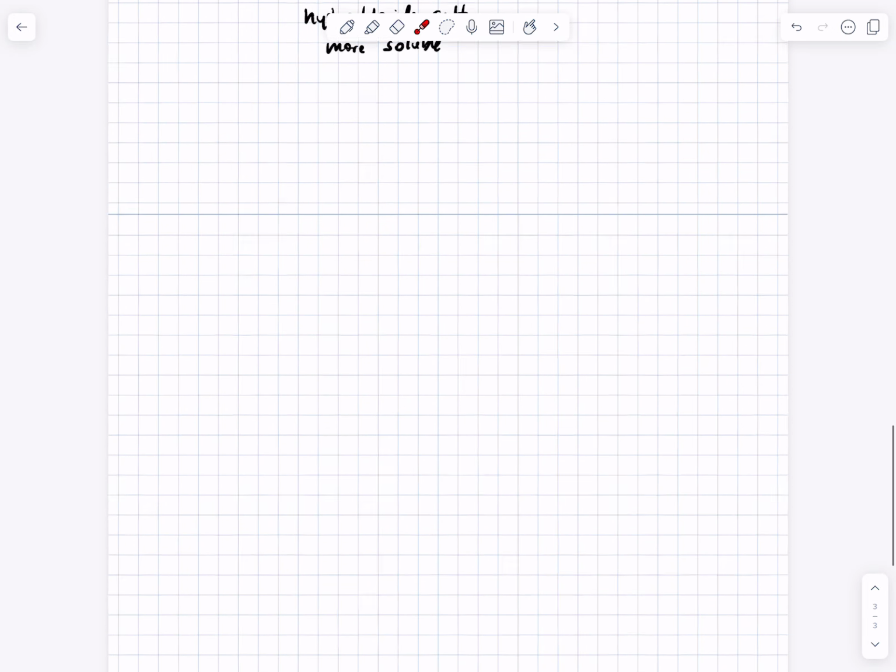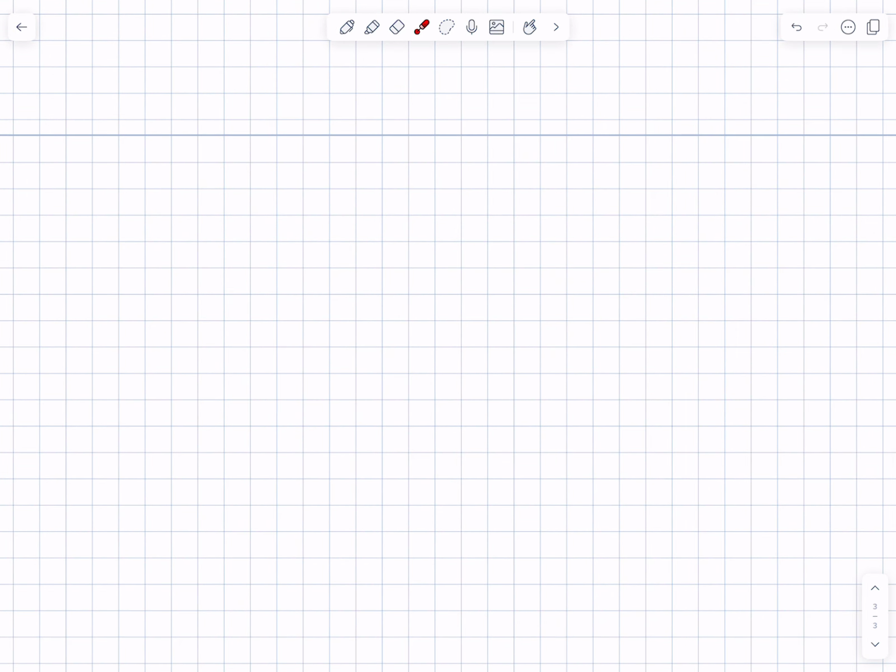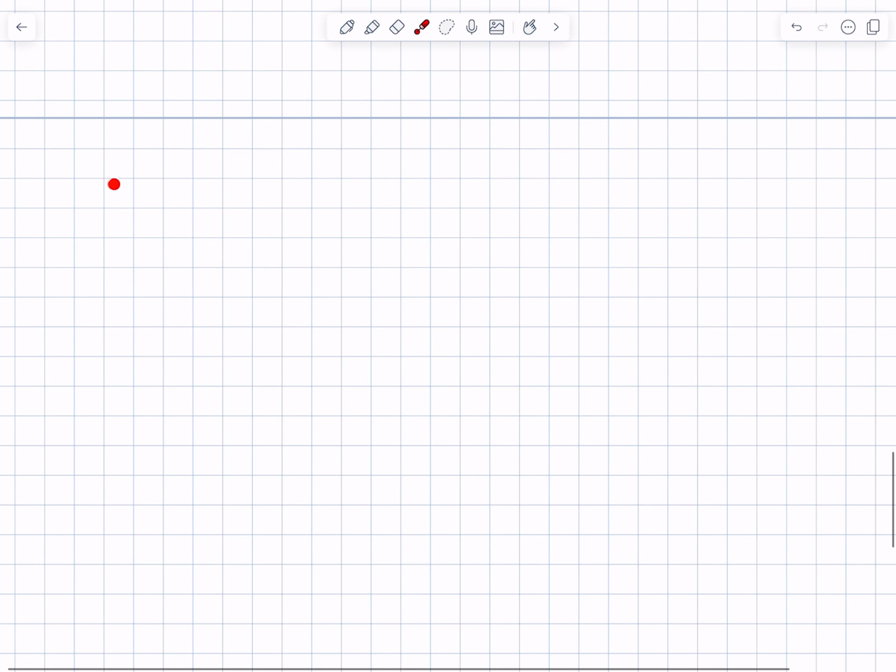Okay, so let's show you how this works. We'll do this with just a generic amino acid where we won't draw the side chain. That'll make our drawings just a little bit easier.